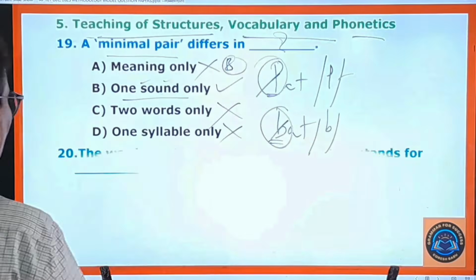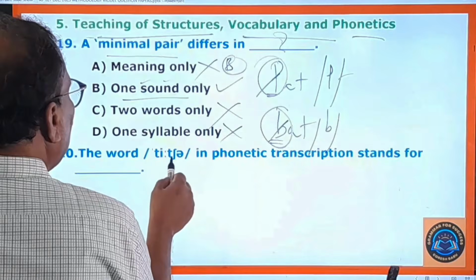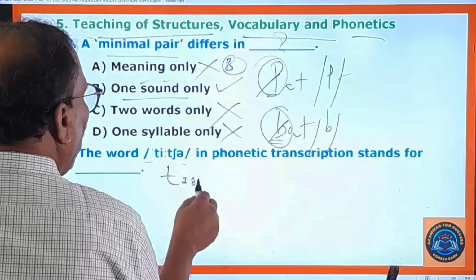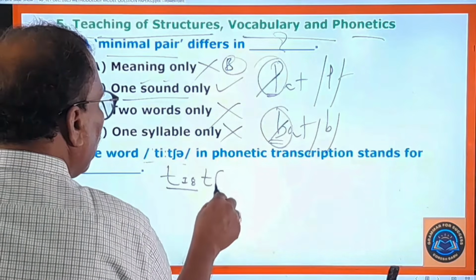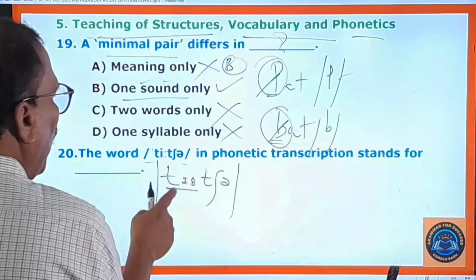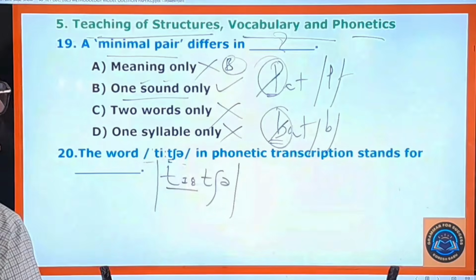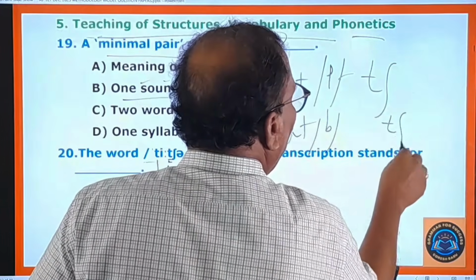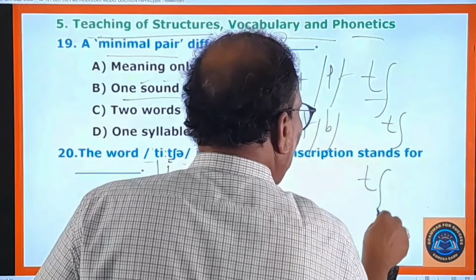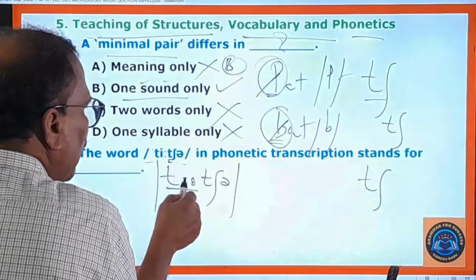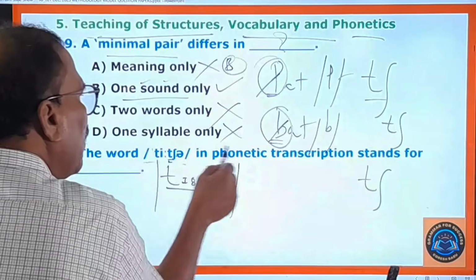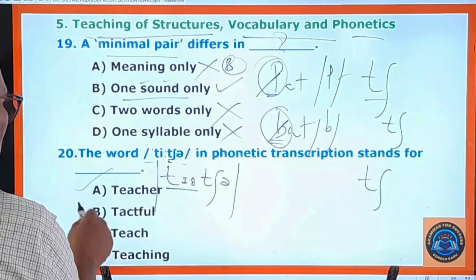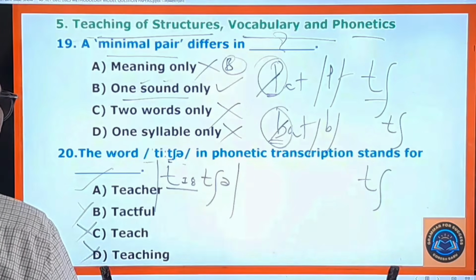Okay. Now you move on to the 20th question. The word is, what is that? Cha. This is the cha sound. Cha is written like this. So cha sound. So teacher. The word teacher in phonetic transcription stands for, okay, here it is clear. Teacher, the very first one is the right one. Tactful, no. Teach, no. Teaching, no. Right. A is the right answer.